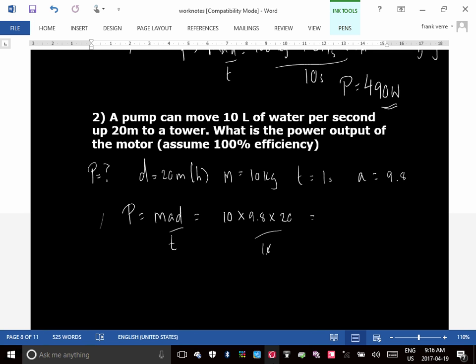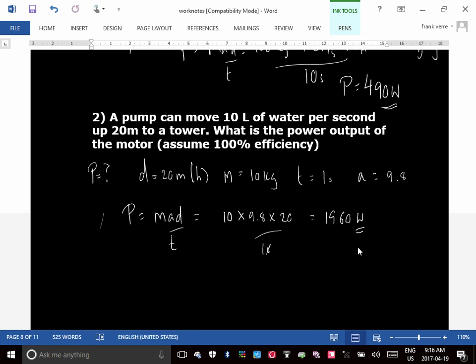Okay, so what is that? 19... So 1,960 watts. Okay? So why is it 1 second? Isn't it like per second, 10 liters of water per... So yeah, you gotta be able to read that, translate that. It says it's taking 10 liters of water per second up 20 meters. So in 1 second, 10 liters, you just use 1 second.